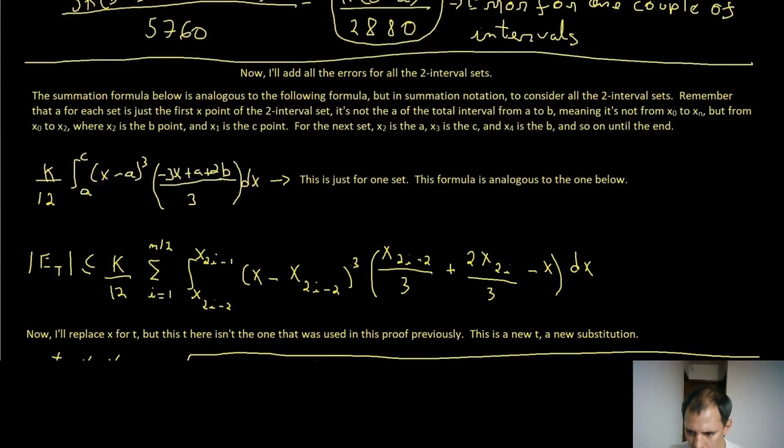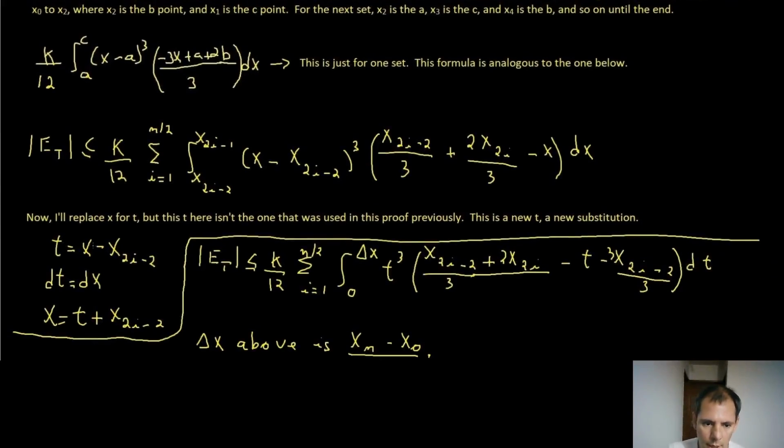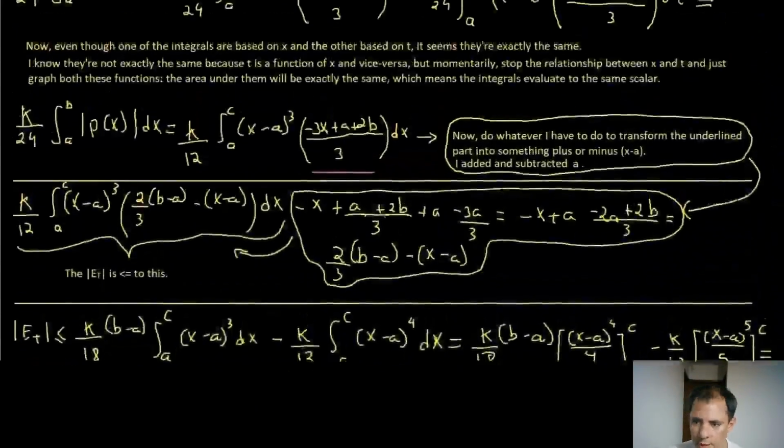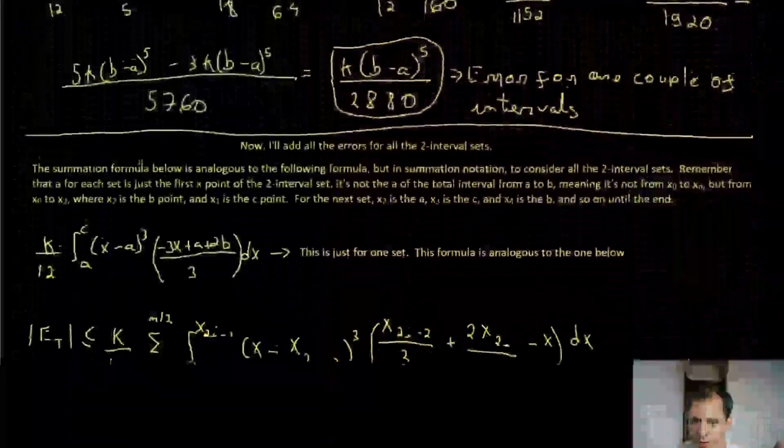Okay. So let's keep going. Now I'll replace the x that's showing here for t. But this t here isn't the one that was used in the proof previously. Remember that we had to use a t here someplace to unite the both integrals. You have a t here, you got the t. Well, this t is a new t, okay?